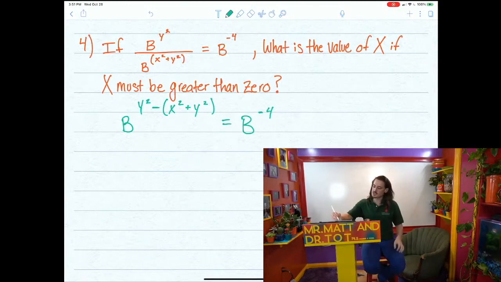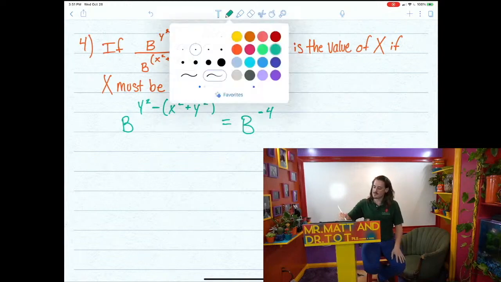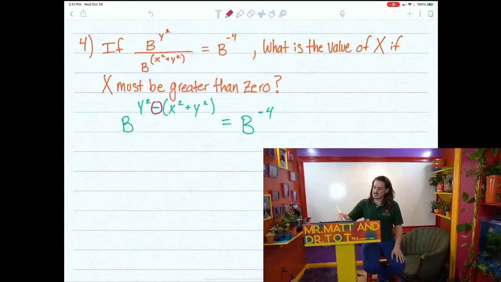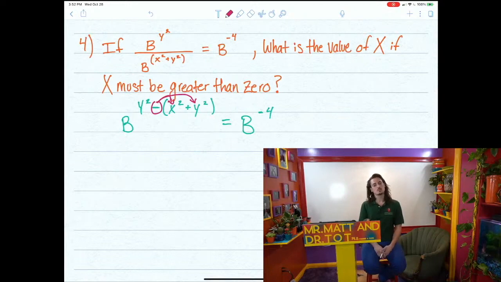Now you just need to make sure that you distribute this negative to both values inside of the parentheses. Once you do that, some things will be able to cancel out. Then you'll have common bases on opposite sides of an equal sign, so you'll be able to drop the bases and relate or compare the exponents directly, which will allow you to solve for y.